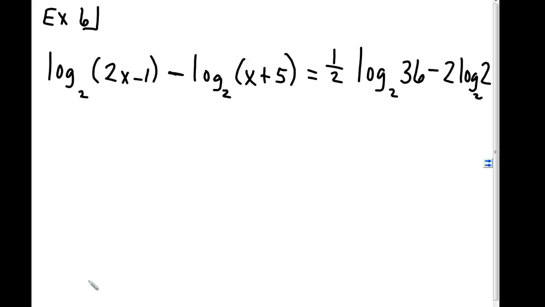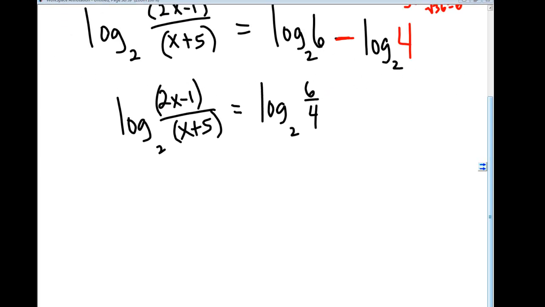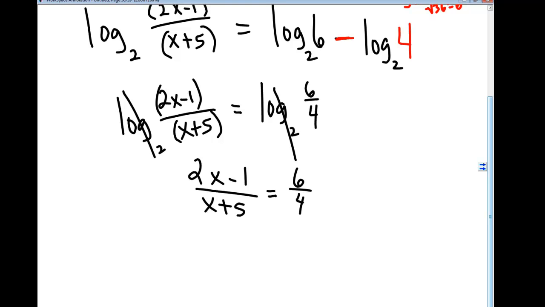Example 6. This is a long expression, and I have to condense on each side of the equal sign to get one logarithmic term. Now, the log and the bases are the same on both sides. So we set the two terms equal to each other. We can also reduce the 6/4 to be 3 over 2, cross multiply, and then solve for x.